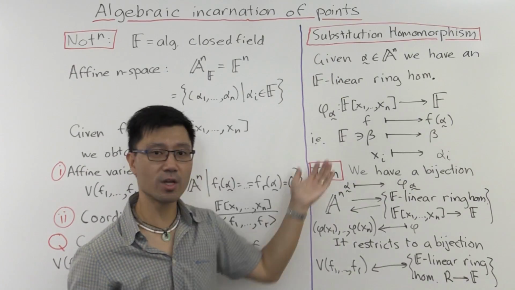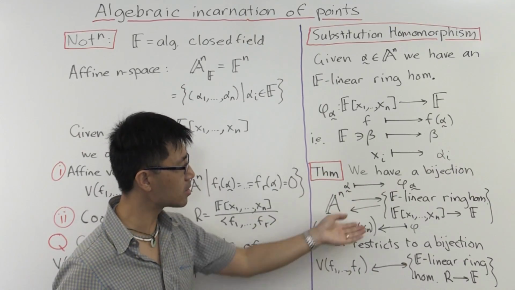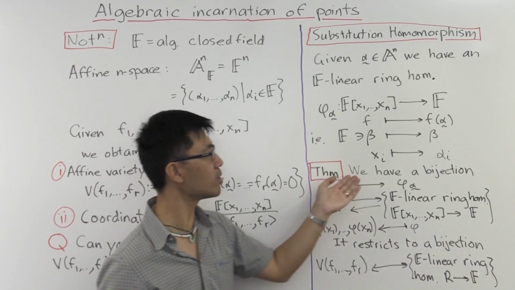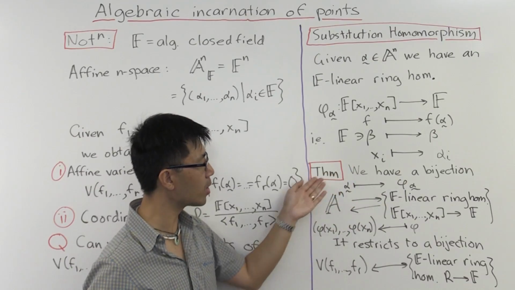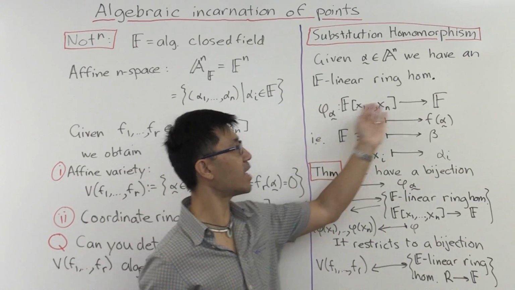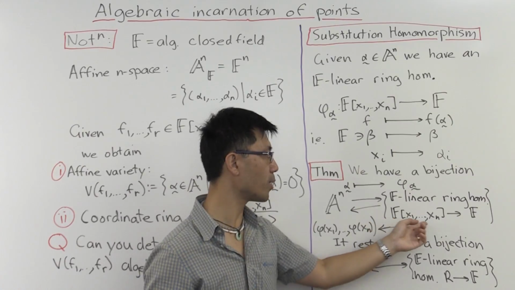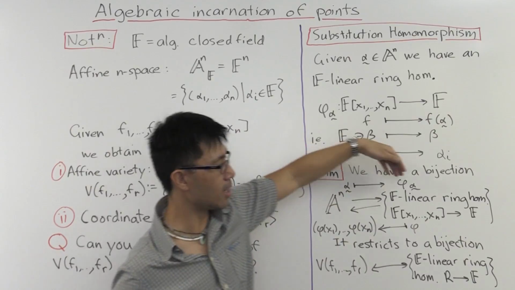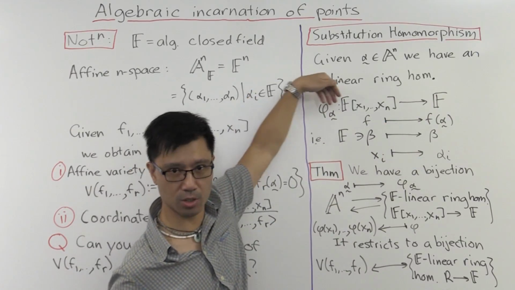And now this leads to the first theorem, which gives us an algebraic characterization of all the points of the affine n-space. It's as follows. It's written in terms of a bijection. We have a bijection between the points of affine n-space and these gadgets here, F-linear ring homomorphisms from the polynomial ring to F. So we have a map from here to here. Given an n-tuple, you send it to the corresponding substitution homomorphism.